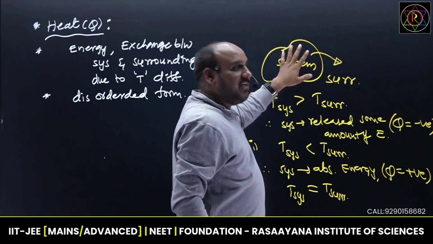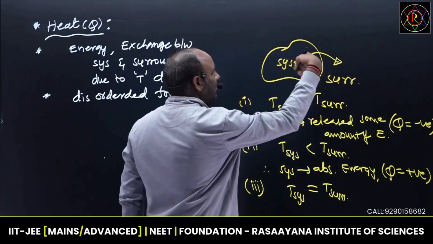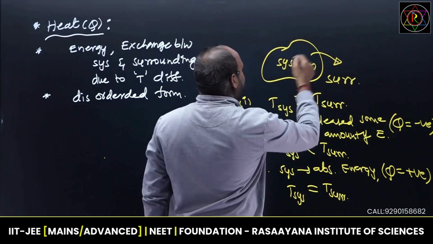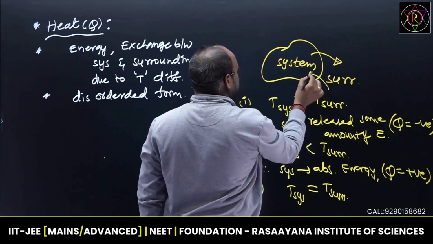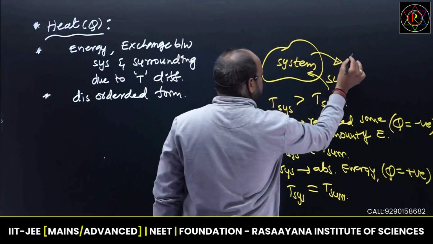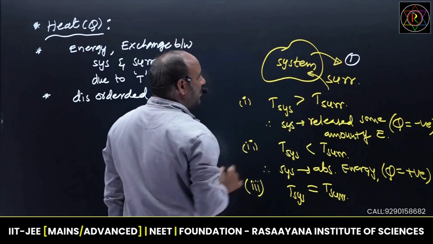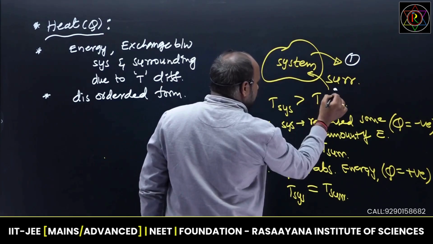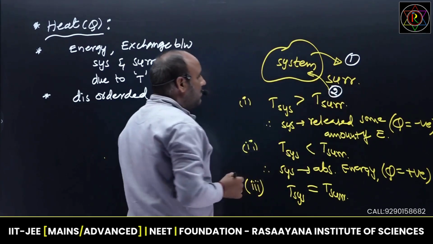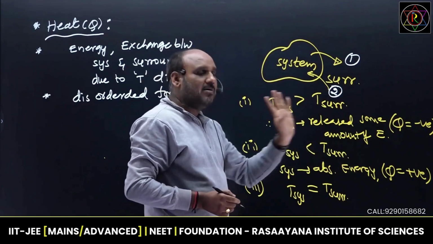If the system temperature is very high, heat will be transferred to the surroundings. If the surroundings temperature is very high compared to the system, the system will gain heat from the surroundings. In the first situation, the temperature of the system is high, so the system loses some amount of energy to the surroundings. In the second situation, the surroundings temperature is higher, so the system gains some amount of energy, and therefore Q is positive.